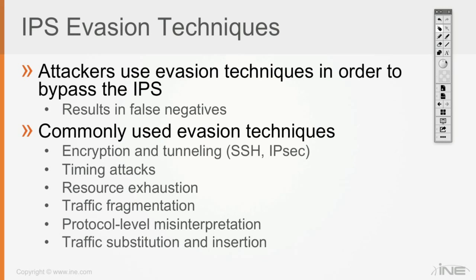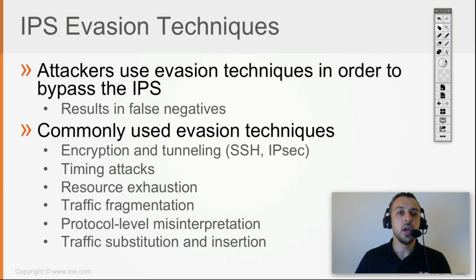Then we have resource exhaustion attacks. For example, resource exhaustion would mean their aim is to put the IPS at 100% CPU, because if the IPS is overloaded, it's not going to be able to inspect any more traffic. So it means they can sneak in their attacks in between if the IPS has no more resources to perform the packet inspections for all packets in there.